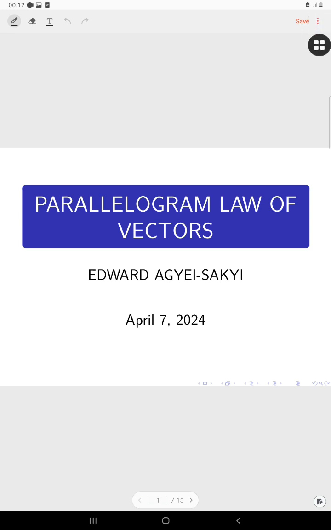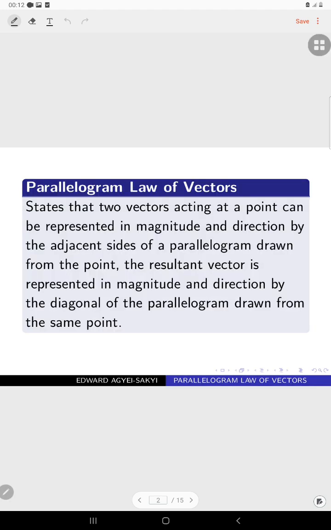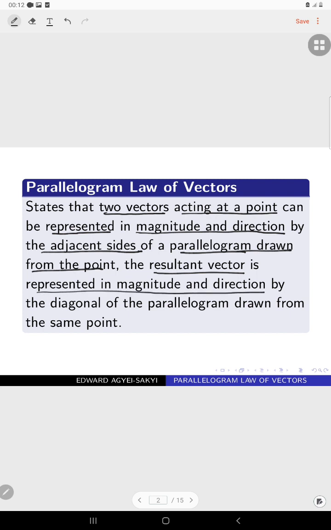So now let's go to the law. What is the law saying? It has even stated here: two vectors acting at a point. These are the keywords I'm underlining. Can be represented in magnitude and direction by the adjacent sides of a parallelogram drawn from a point. Then it says the resultant vector is represented in magnitude and direction by the diagonal of the parallelogram drawn from the same point. So what does it mean?